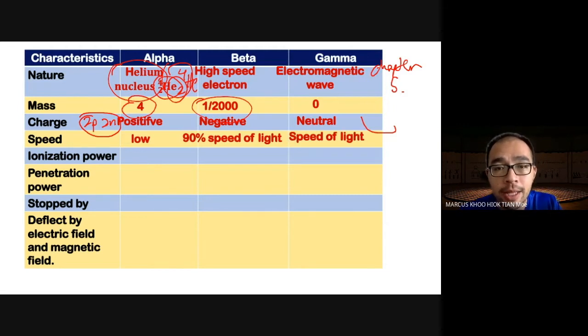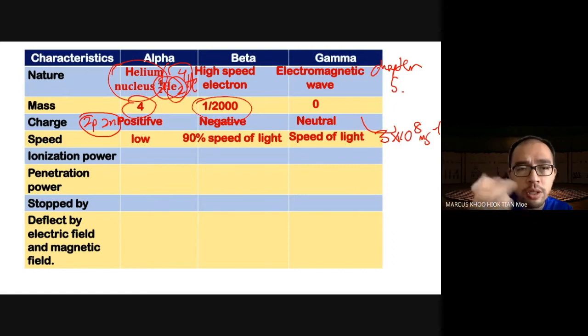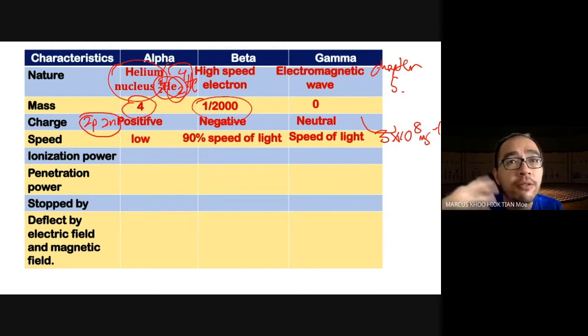The speed of light is 3 times 10 to the power of 8 meters per second. That's 300 million meters per second. That's how fast light is traveling. So alpha, because it is so heavy, so chock full of 2 protons and 2 neutrons, it will be slow lah. But we're not talking like tortoise slow. It's still fast compared to us, but compared to beta and gamma, the speed is very low.